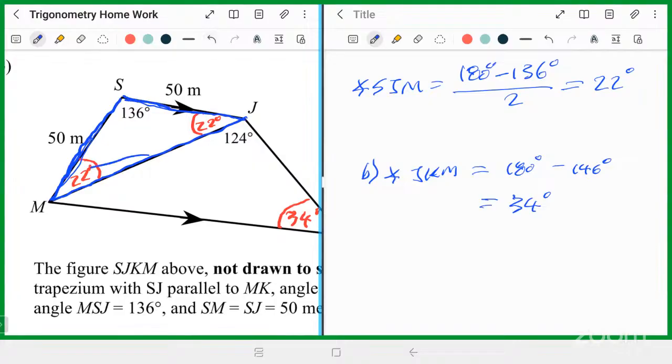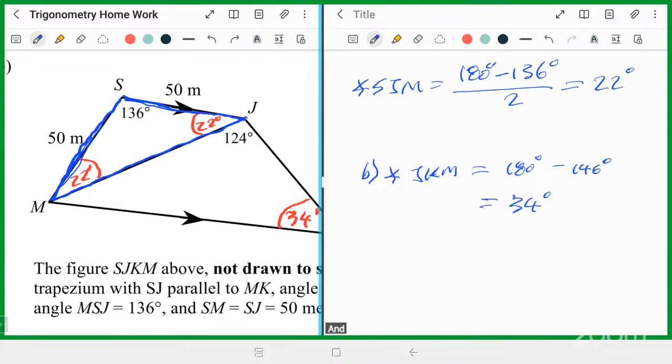I want to find this length across here. Well, that triangle is not a right angle triangle. Yes, it is isosceles and can be divided into two right angle triangles, but it's not a right angle triangle. So you have to use the sine rule and cosine rule.